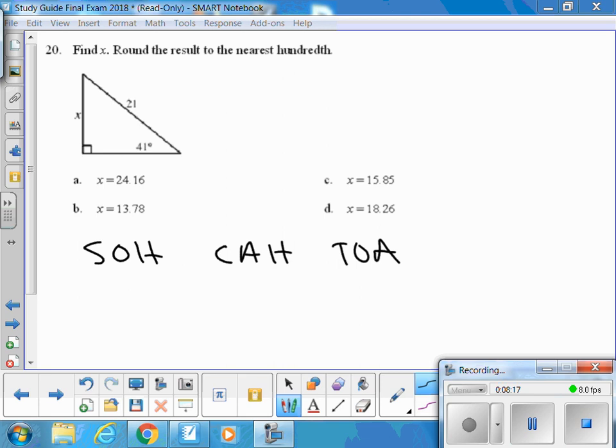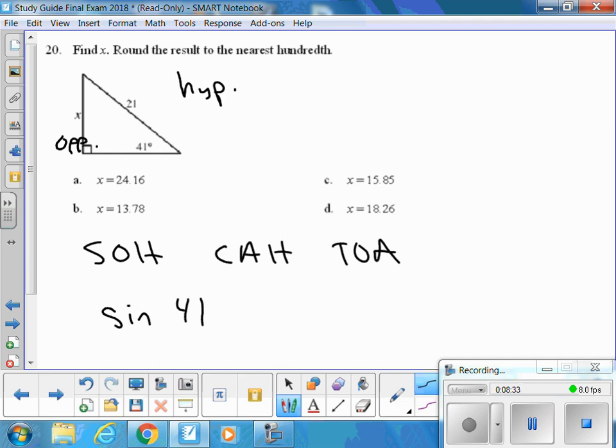Alright, so we're going to go off of this angle 41 to figure out what sides we're working with. The 21 is definitely our hypotenuse, without a doubt. But what about x? Is it opposite the 41 or adjacent to the 41? Opposite. So what are we going with? Sine. Sine of 41 degrees equals opposite over hypotenuse. There's your setup.